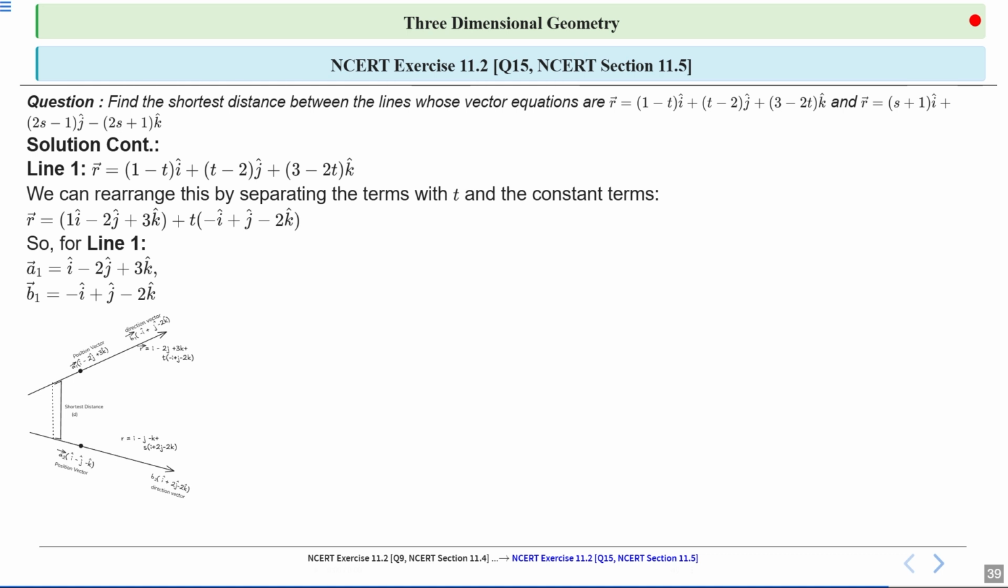So here is another diagram to help us visualize the two lines and the shortest distance between them, right?